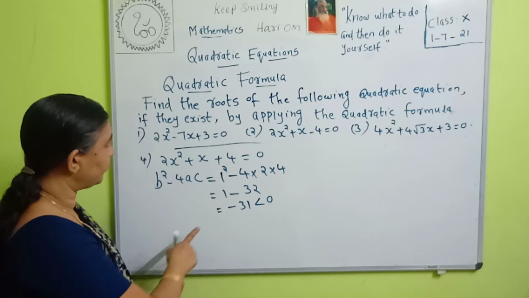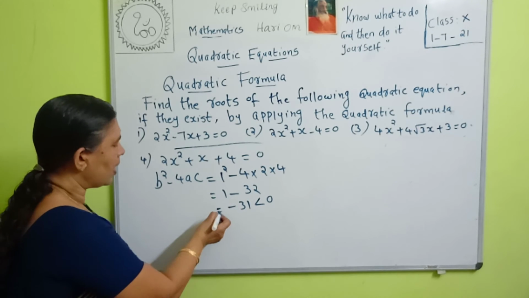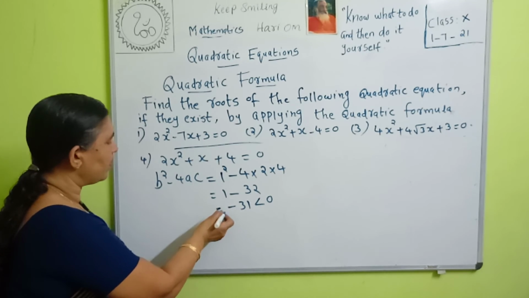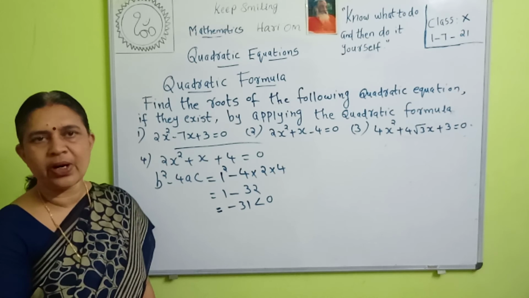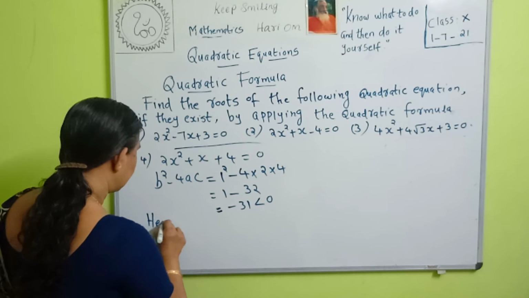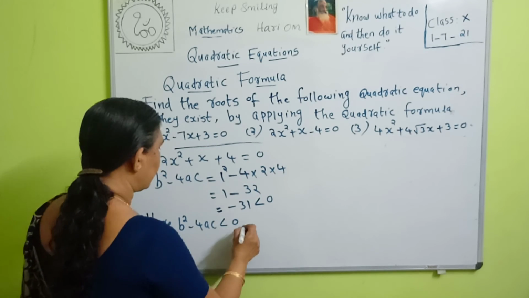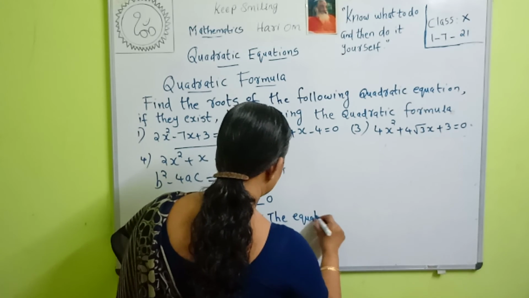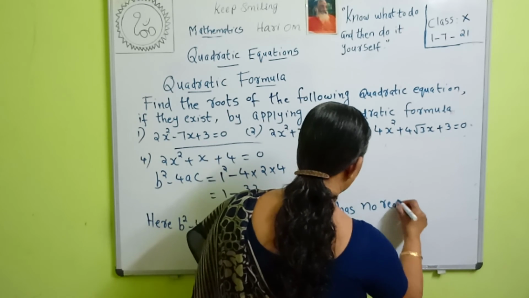If b square minus 4ac is less than 0, what is the nature of roots? Priya, what is the nature of roots? If b square minus 4ac is less than 0, the equation has no real roots. So here b square minus 4ac is less than 0. Therefore, the equation has no real roots.